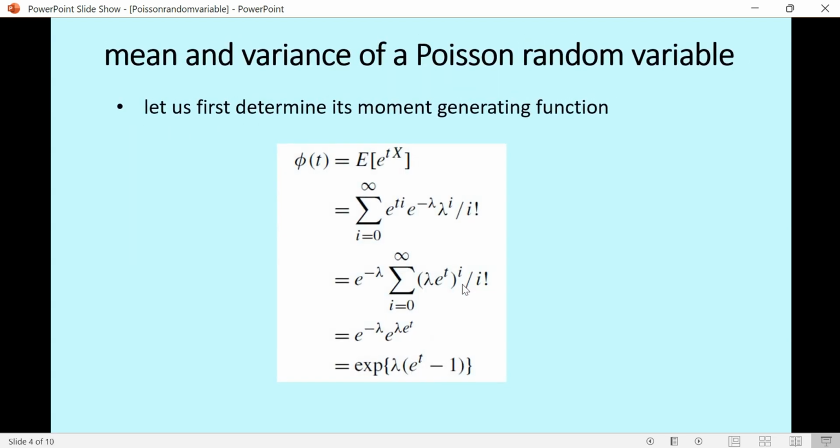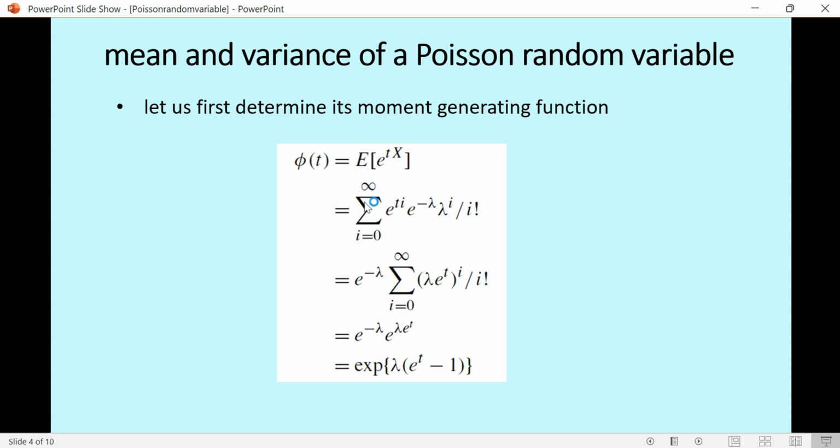Now, the mean and the variance of a Poisson random variable. To determine these, we have to use the moment generating function. The moment generating function's expression is the expectation of e to the tx, where t is a constant and x is a random variable. If you want to know the mean and variance of a random variable x, we can calculate the expectation of e to the tx first.